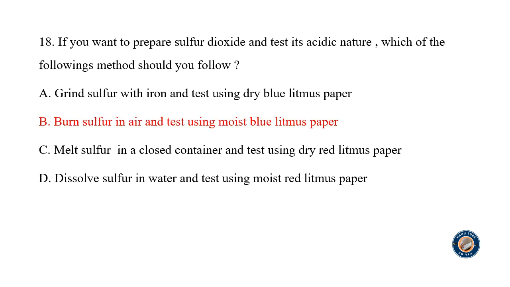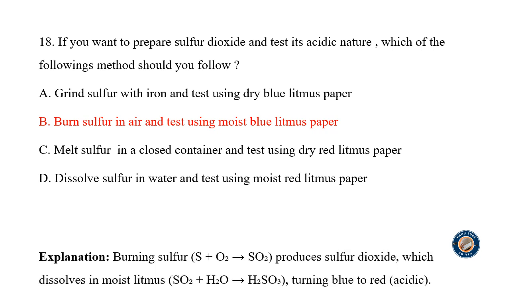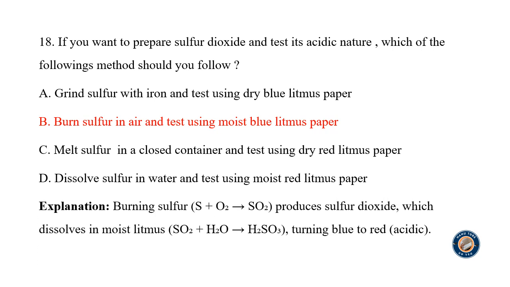The answer is burn sulfur in air and test using moist blue litmus paper. Burning sulfur, which is sulfur plus oxygen to give sulfur dioxide, dissolves in the moisture on the litmus, turning blue to red, for it is acidic.